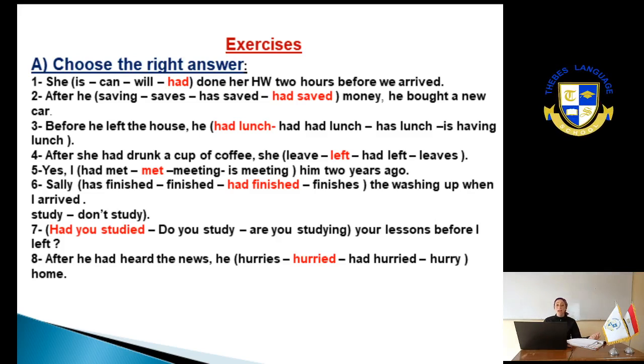Before he left the house. We like the past simple very much after "before". So as you can see here, before he left. So which tense are we going to use according to the meaning? After he left the house, before he left the house. So he did something before leaving the house. What was it? He had lunch, exactly.